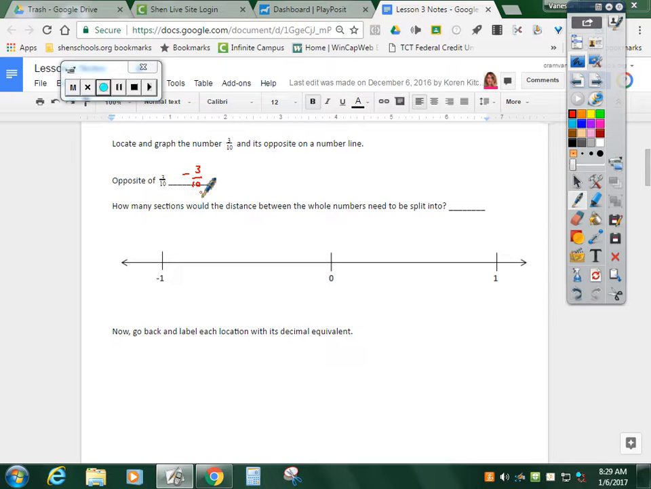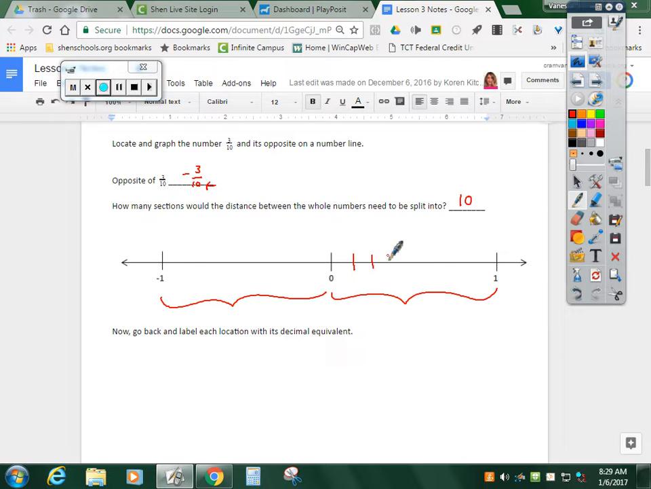Okay, so we have a number line here. It has 0, positive 1, and negative 1, and we need tenths, okay? The denominator of a fraction tells you how many pieces it needs to make a whole. So this whole here has to be split into tenths. This whole here also has to be split into tenths. So we need 10 sections, okay? In order to make 10 sections, we actually are going to make 9 lines, and I'm going to show you why.